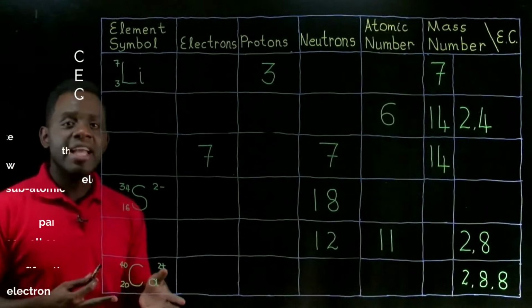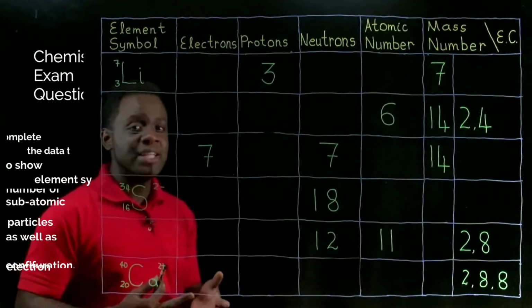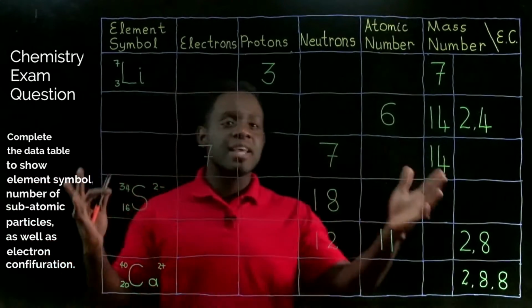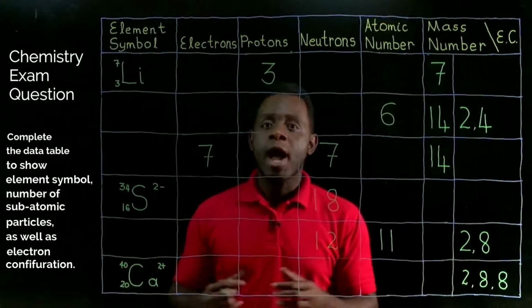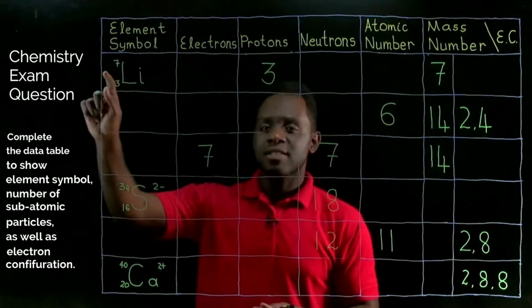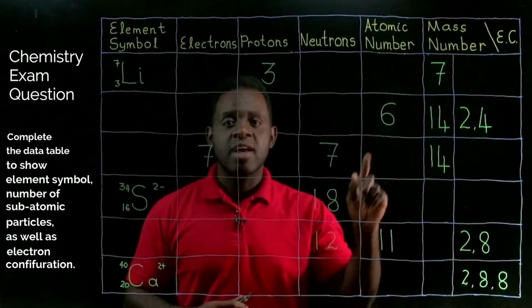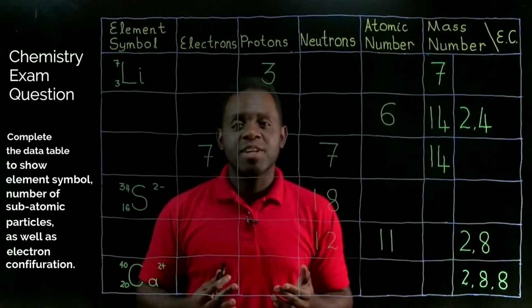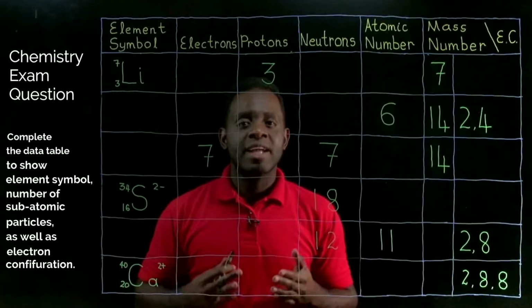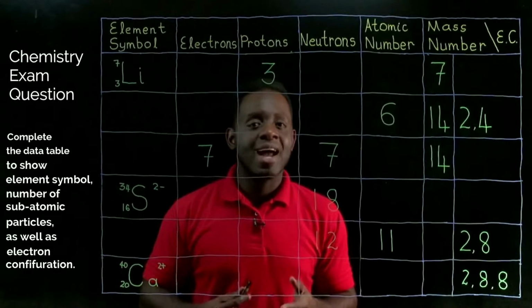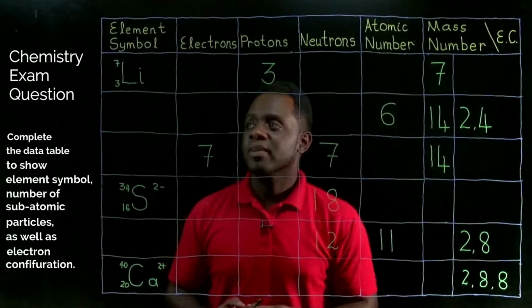Thankfully, we can get much of the information that we need to complete our data table on atomic structure by looking at the element symbol. Watch this video for demonstrations with much explanation of how to draw the atomic structure of atoms, ions, and isotopes.